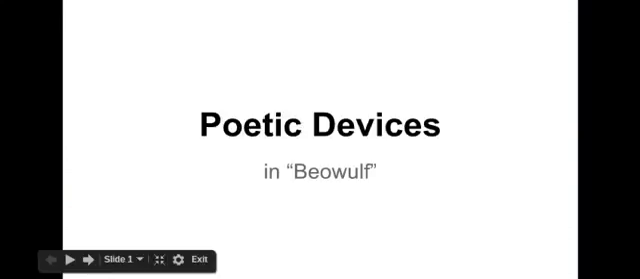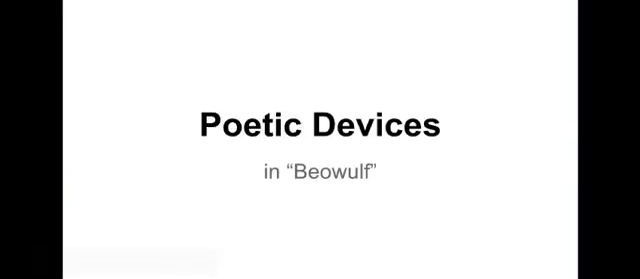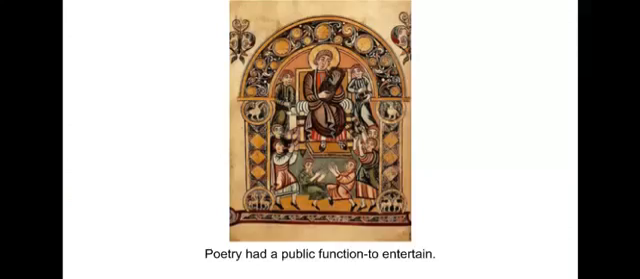This video is going to be about poetic devices in the epic poem Beowulf. In ancient times, when Beowulf was first written, poetry actually had a public function: to entertain people. Now you might think, what do you mean, entertain people? But think about how old you've learned that Beowulf is.